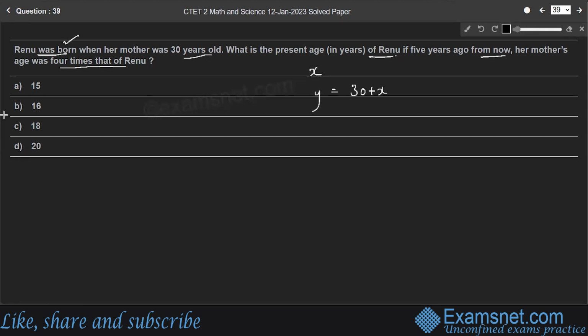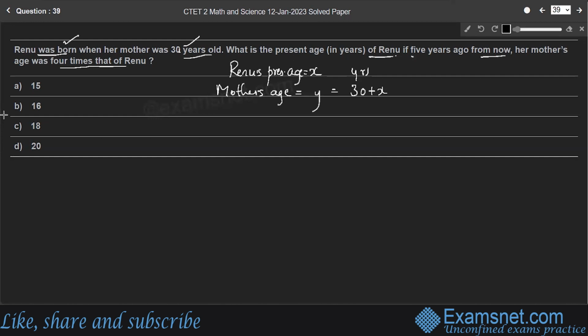So we'll consider Renu's present age as X years, and her mother's age as Y years. Then her mother's age is equal to 30 plus X. Her mother is 30 years older than her, right?